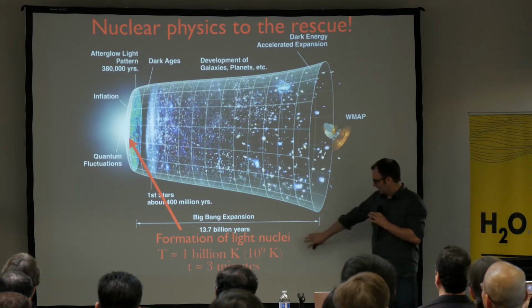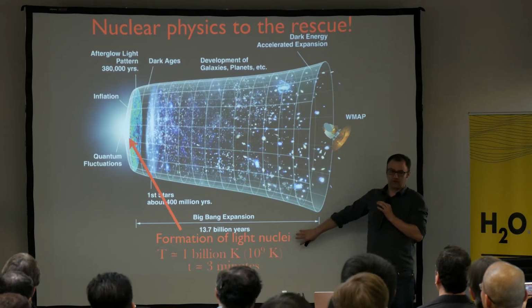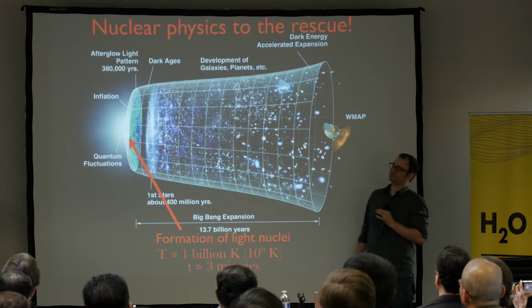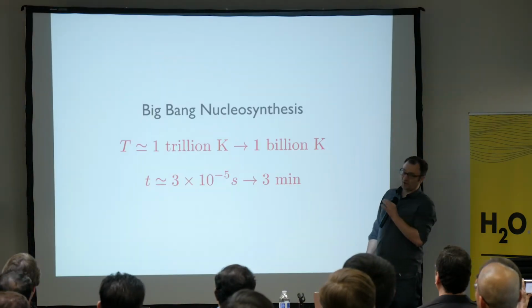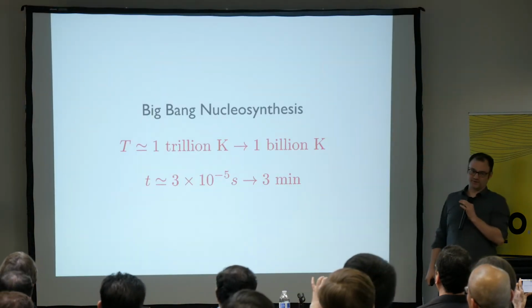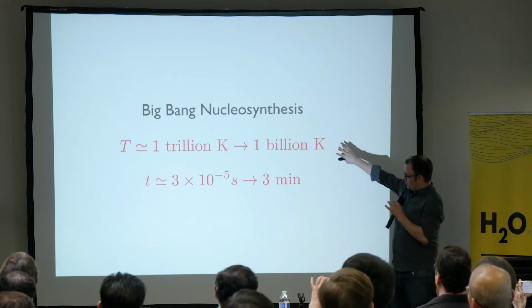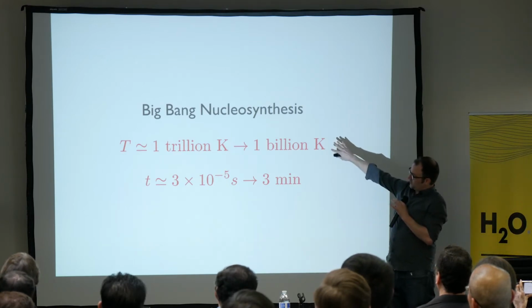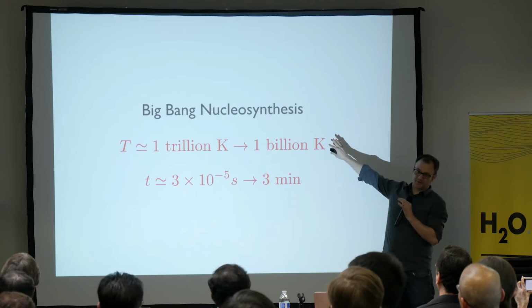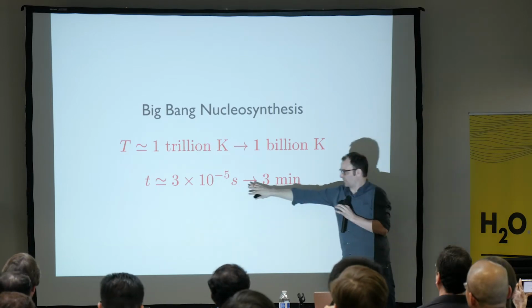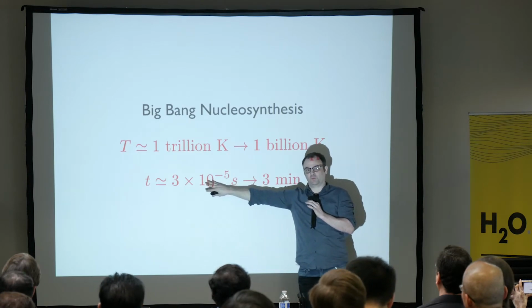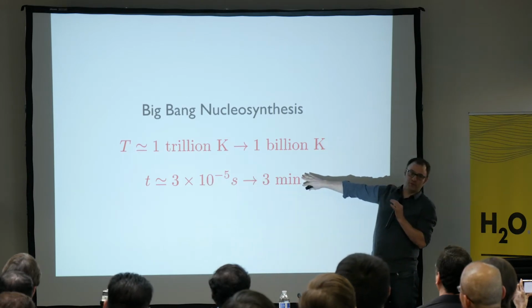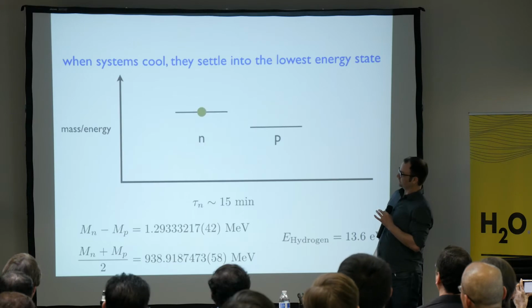And what you'll see is how the formation of light nuclei in the early universe happens. This is a period known as Big Bang nucleosynthesis. It's when the universe was roughly 1 trillion degrees Kelvin, expanding and cooling off to about 1 billion degrees Kelvin. And again, this is from about a few microseconds after the Big Bang to a period of just a few minutes after the Big Bang.